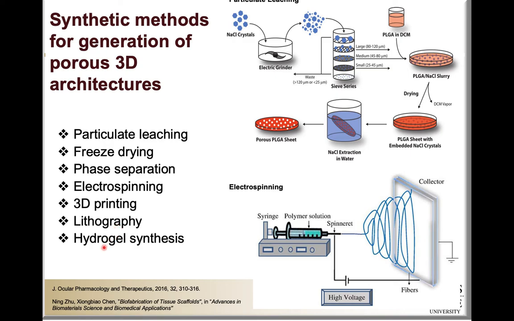The last method is hydrogel synthesis, and in hydrogel synthesis, what we're talking about is polymerizing monomers through free radical polymerization to generate a network structure, as long as we also include multifunctional monomers. We could also utilize click chemistry or ionic gelation or affinity interactions to generate chemical or physical hydrogels.